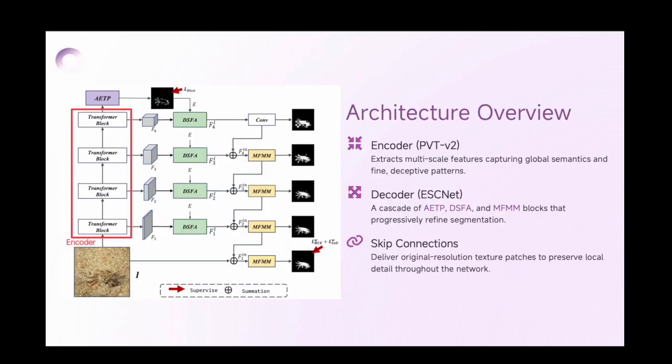Now, let me walk you through the overall architecture of our ESCNet. We designed it with a classic encoder-decoder structure. For the encoder, we chose a Pyramid Vision Transformer, or PVT, because it's highly effective at extracting rich, multi-scale features. The decoder is where the magic happens. It's the heart of our work and contains the three custom modules I just mentioned: AETP, DSFA, and MFM. Here, we progressively refine the features in a collaborative manner to generate our final highly accurate segmentation.